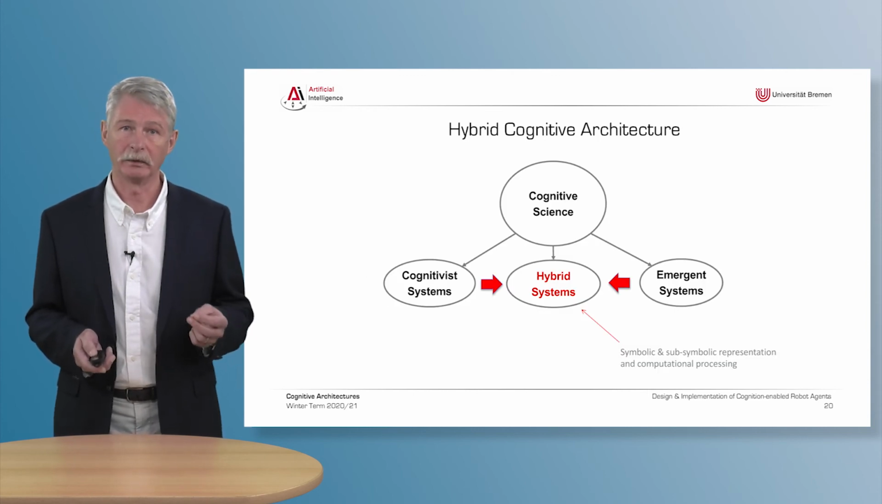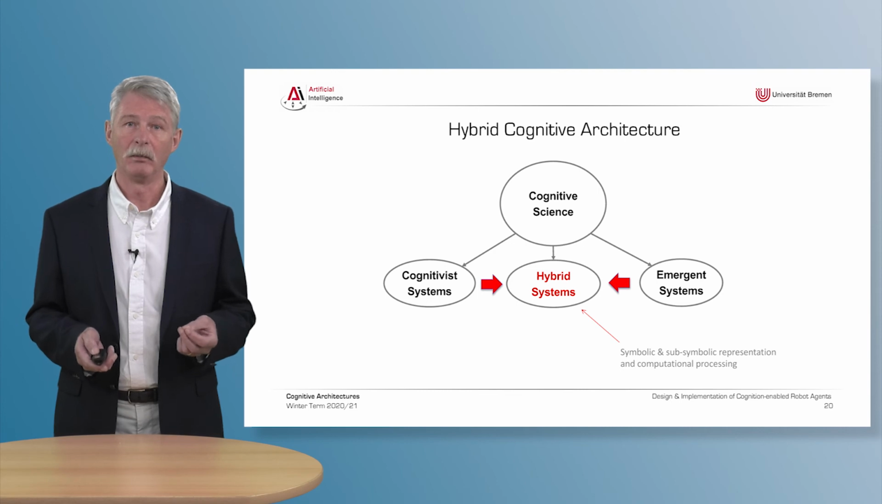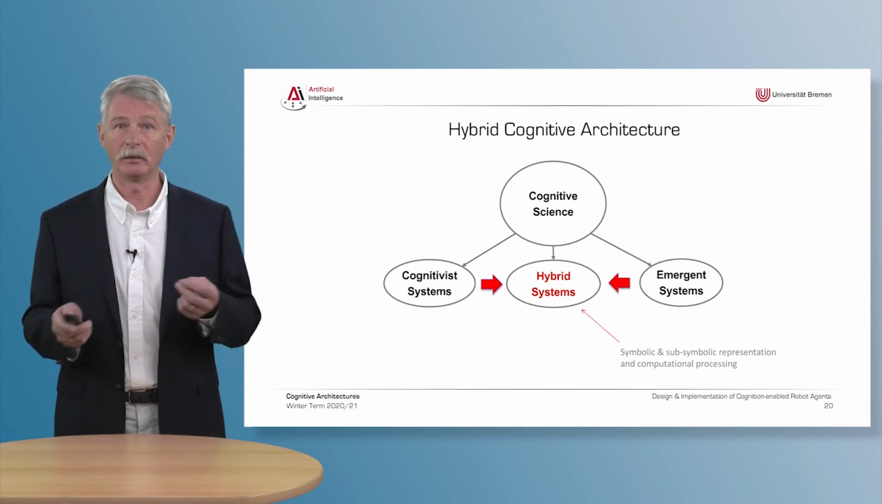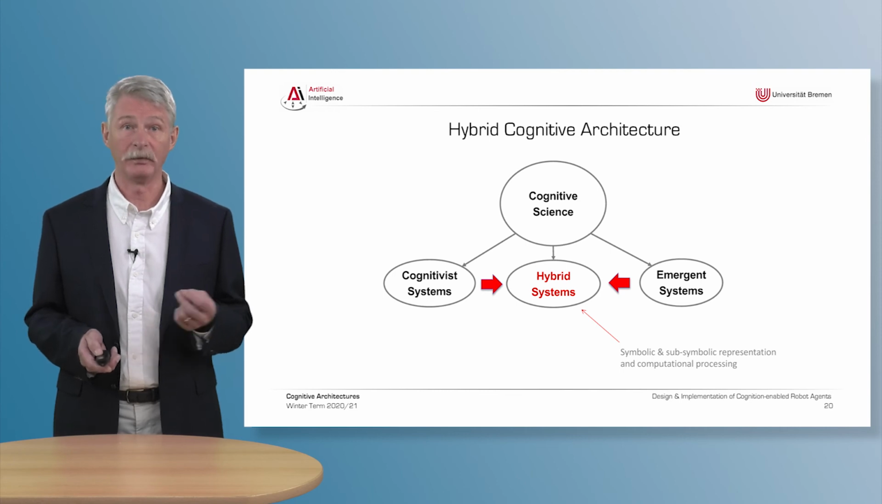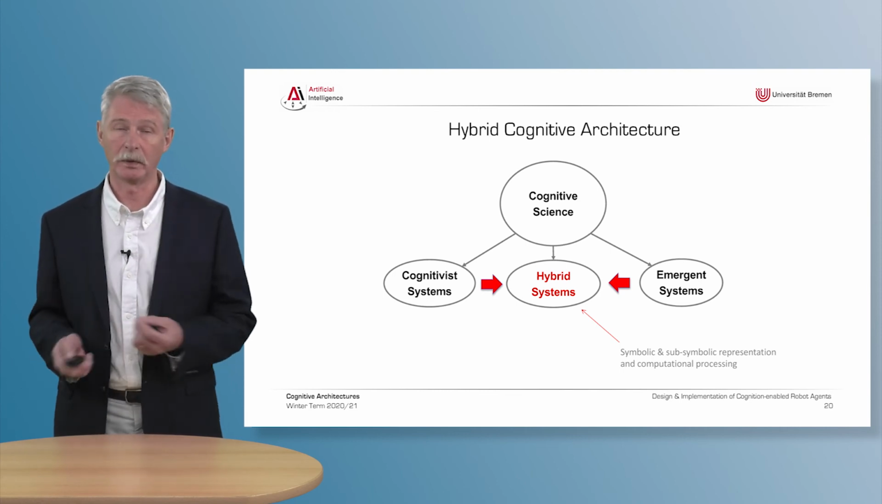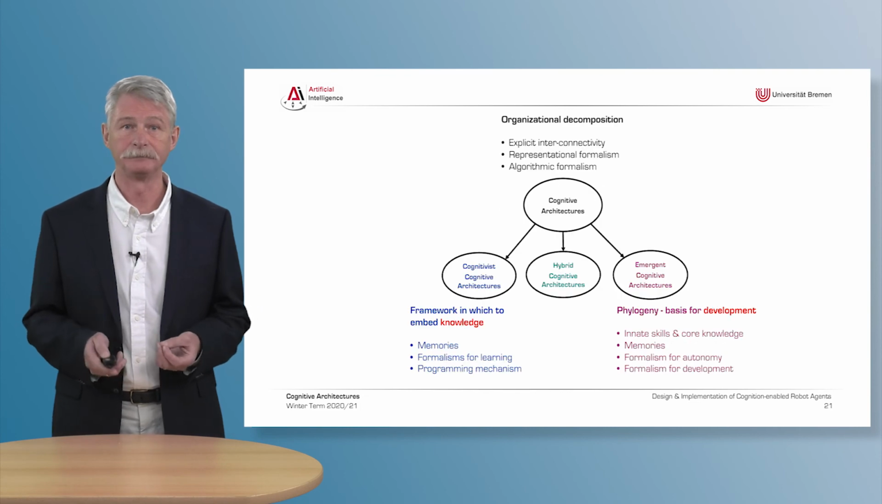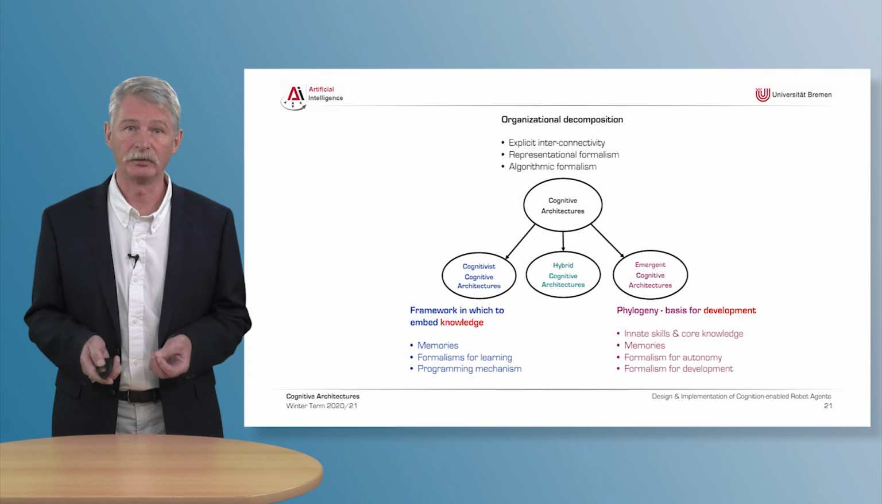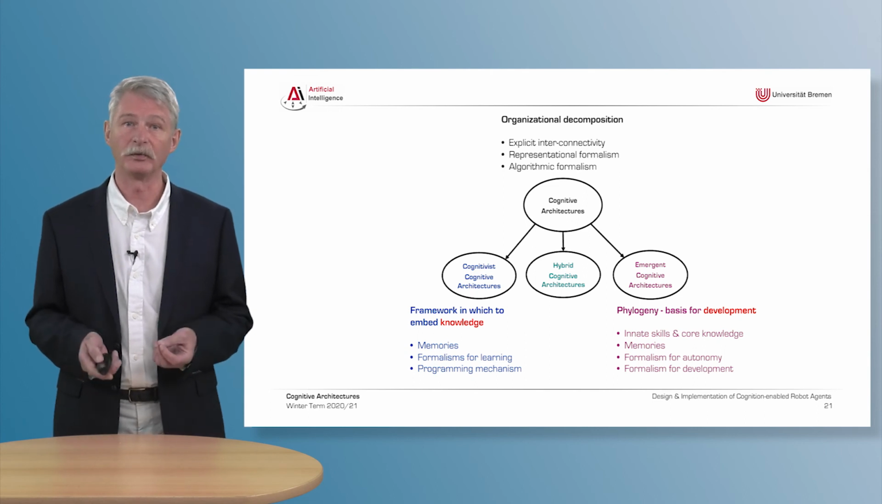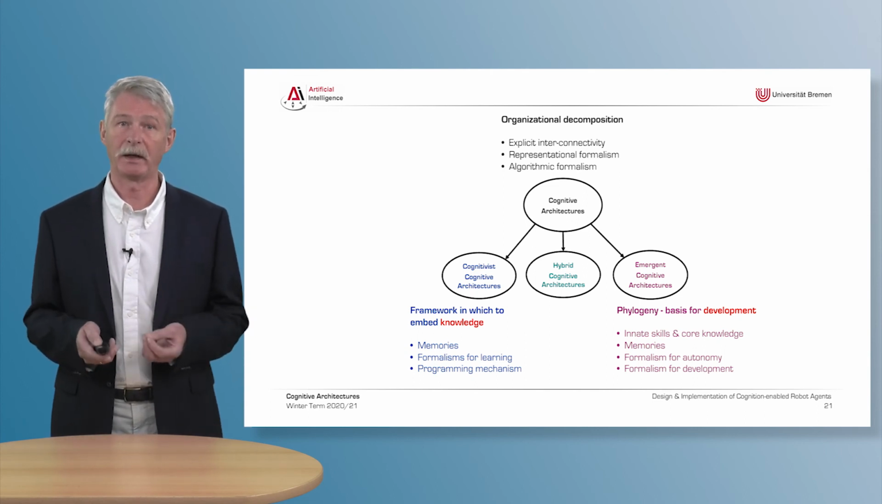A hybrid cognitive architecture attempts to integrate both the cognitivist and the emergent approaches. Typically, this means that it has both symbolic and sub-symbolic representations and processes. All cognitive architectures specify the modules and their connections, as well as the formalisms for knowledge representation and algorithmic processing.